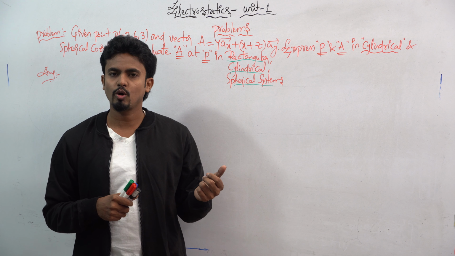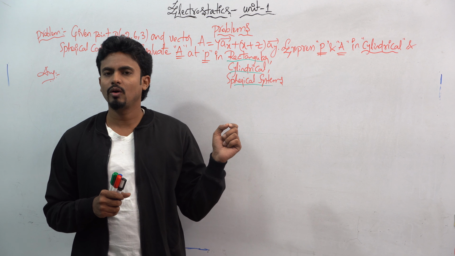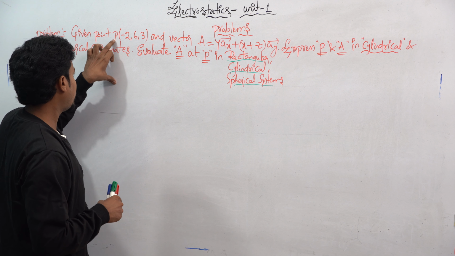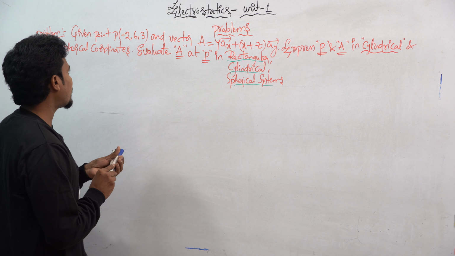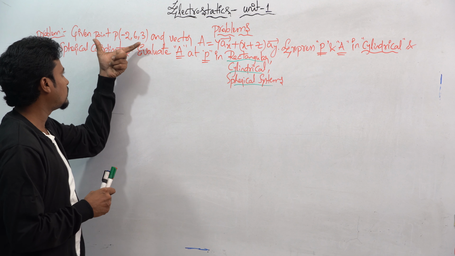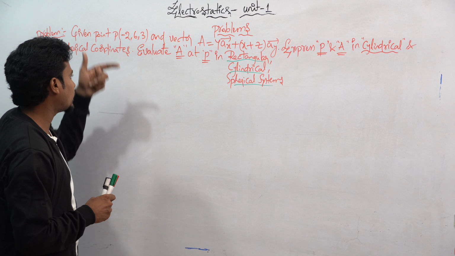Coordinate system. Okay, now let's move on to the somewhat advanced problem in the coordinate system. Let's see the question. Given point P, what will be given? -2, 6, 3. Whenever you see this, it is in which coordinate system? That is in the rectangular, right?